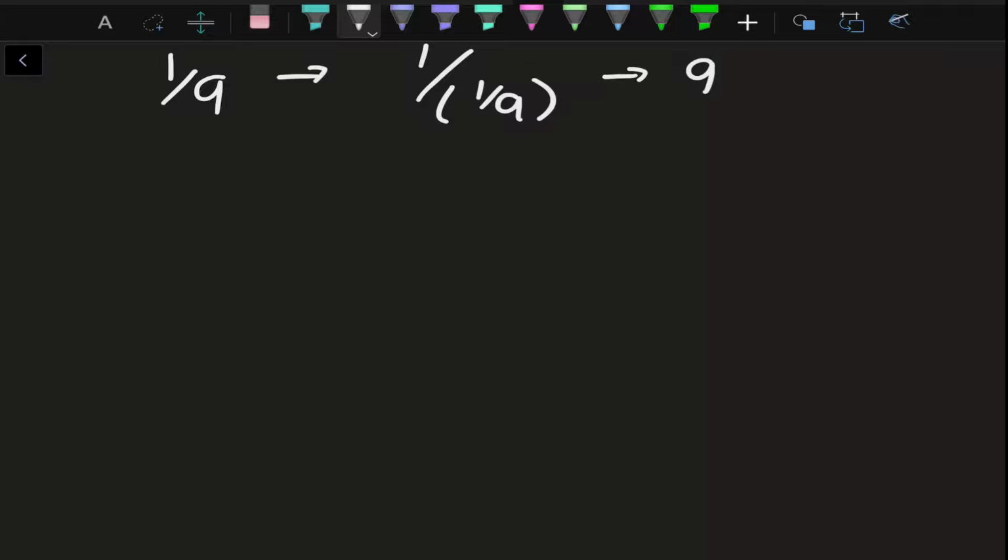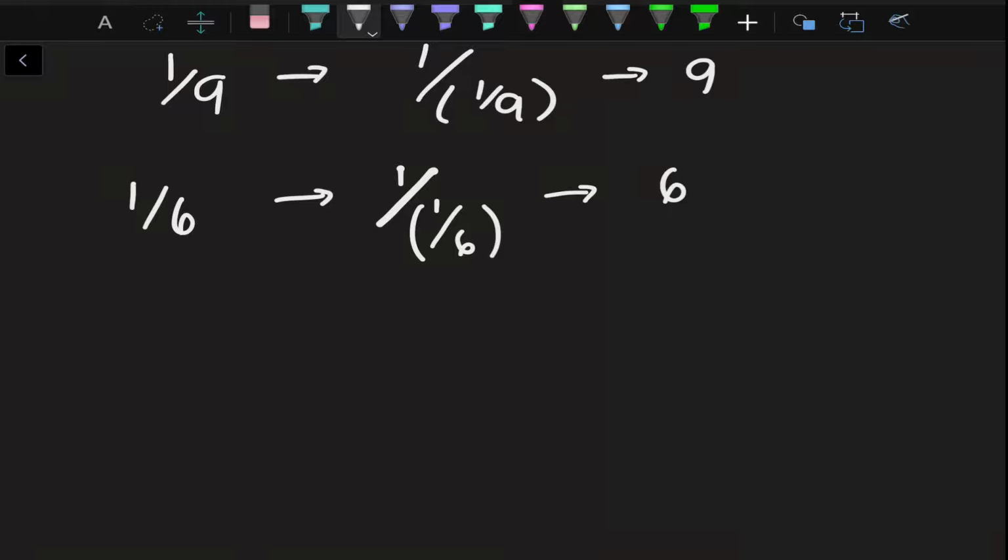Okay. Now, if we move on to another example, I have 1 over 6. And the reciprocal of 1 over 6 ends up being 6.